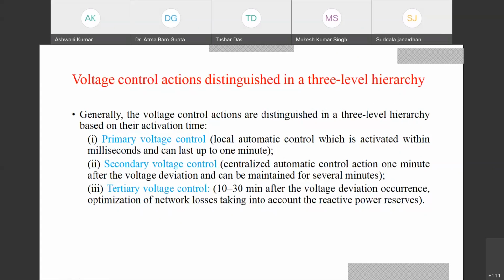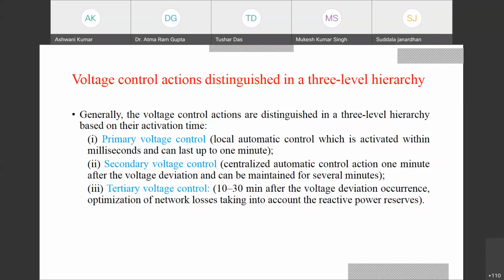Primary voltage control, as I told you, is to be activated within a few seconds to minutes. Secondary voltage control is taken care of by the automatic voltage regulators. Automatic control action takes minutes to several tens of minutes. Tertiary voltage control can be 30 minutes, by devices as reactive reserve devices, maybe synchronous condensers, maybe the capacitor banks, maybe the distributed generators. They need to be connected in a system in this era.